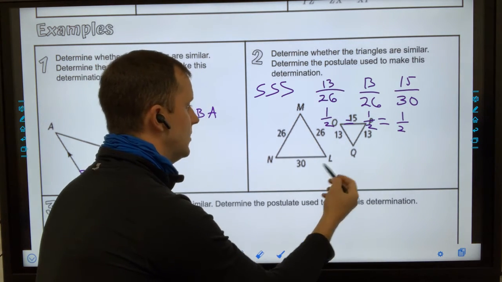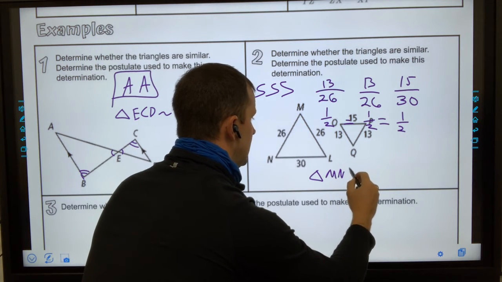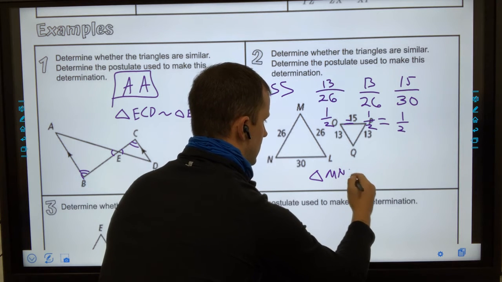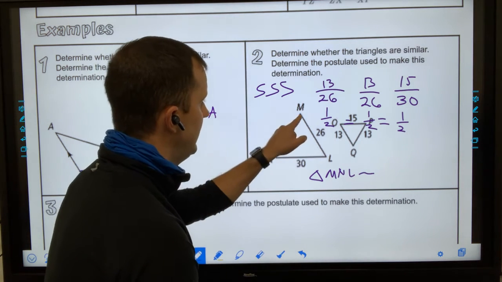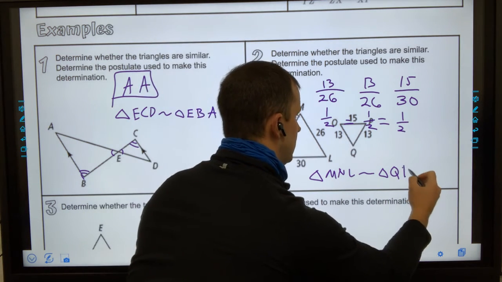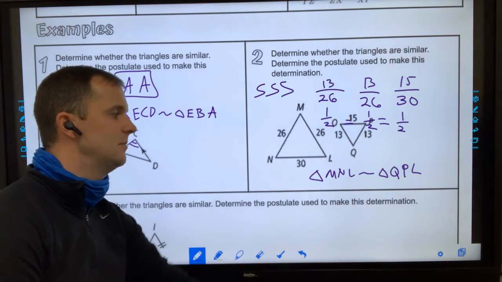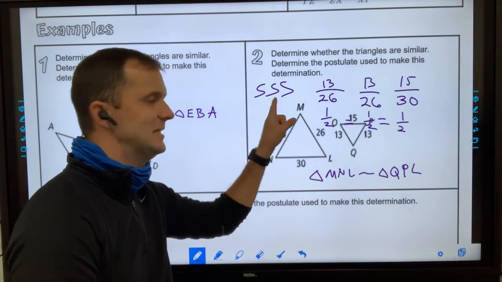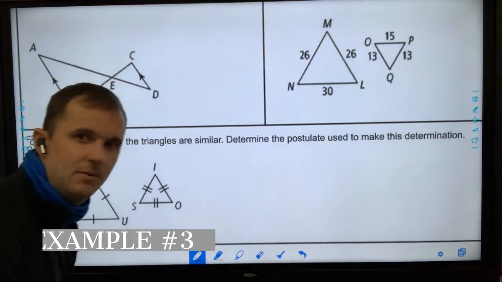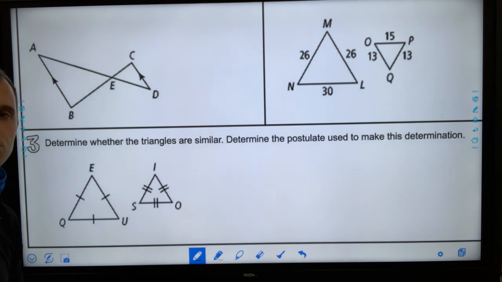And so now I can write my similarity statement. So I can do triangle MNL, okay? And I'm not putting equal, I'm putting similar, is similar to, and so right now, M is going to be the same thing as Q, P is going to be the same thing as N, and O is going to be the same thing as L. So ladies and gentlemen, triangle MNL would be similar to triangle QPL because of the side similarity postulate, because they're all proportional, okay? All right, and lastly on example number 3, it says, determine whether the triangles are similar and determine the postulate used to make this determination, okay?